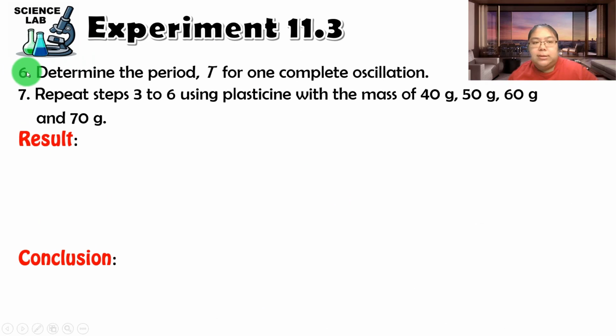Okay, now number 6. Just now the procedure was not yet finished because we only said oscillate. Number 6, you need to determine the period T. You need to calculate the period for one complete oscillation. Just now the table already showed how to calculate: the time taken over 10. So you get the answer 0 point something. Then we need to repeat. After you finish one set, you repeat steps 3 to 6 using plasticine with different masses. So here we have 4 different masses. That is the minimum. You can do 5 sets, 6 sets, 7 also can, but not less than 4. Okay, so this is the result.